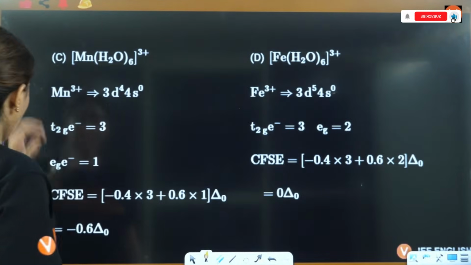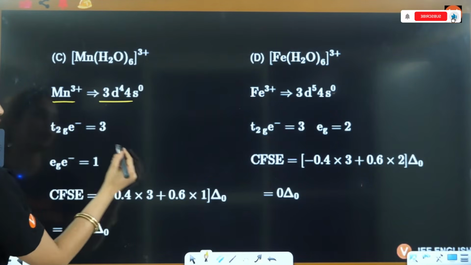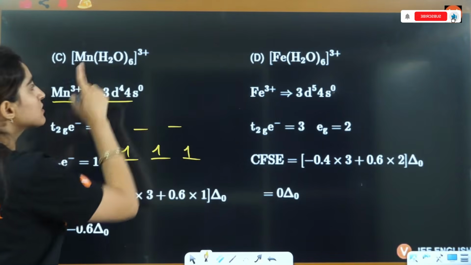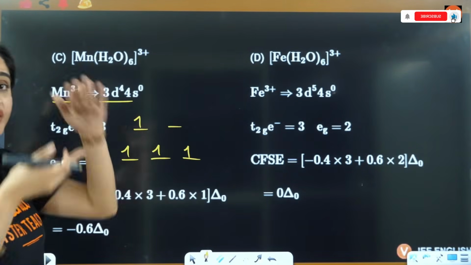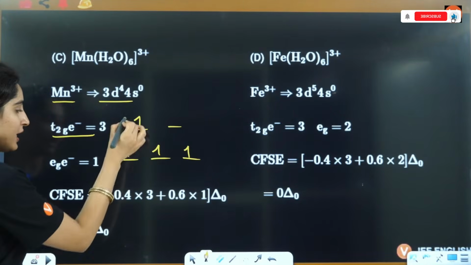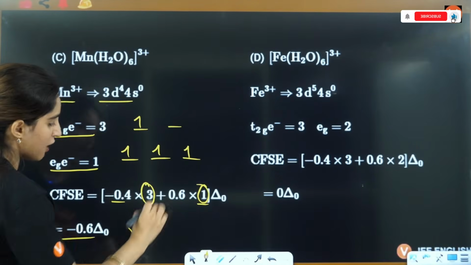Next is for manganese, what you have. In this case, manganese 3 positive, this is the electronic configuration. How do you fill it? This is 1, 2, 3. This is a weak field ligand, so it will be 1, 2, 3 and the 4th electron will go there, because weak field ligand means the gap is very less, right? So t2g is 3, eg is 1 electron. You will multiply this by 3, multiply this by 1 and you will have the answer.